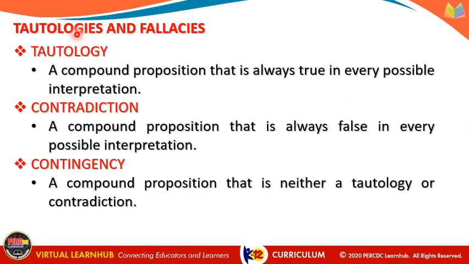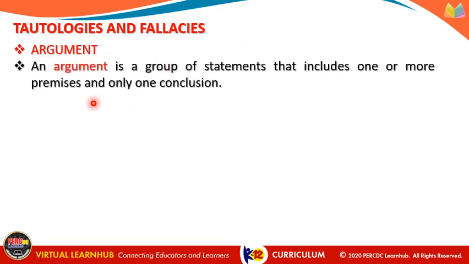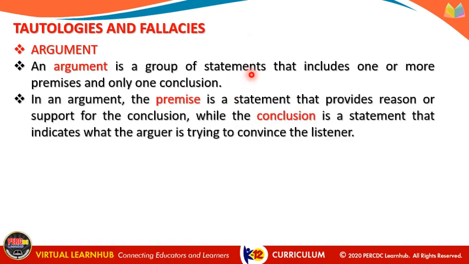By the way, this chapter will focus on tautologies and fallacies. As an introduction, let's just define what is a fallacy. In order to define what a fallacy is, first let us define what is an argument. An argument is a group of statements that includes one or more premises and only one conclusion. In an argument, the premise is a statement that provides reason or support for the conclusion, while the conclusion is a statement that indicates what the arguer is trying to convince the listener.